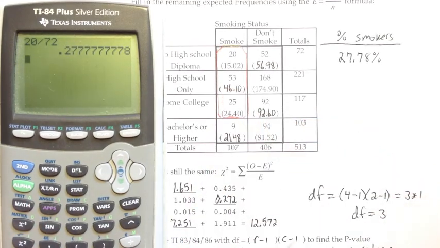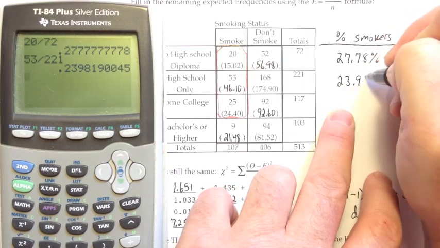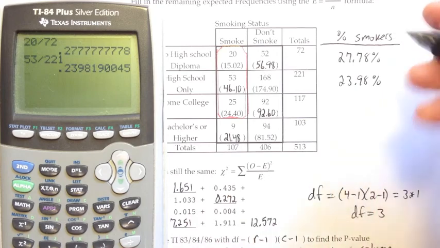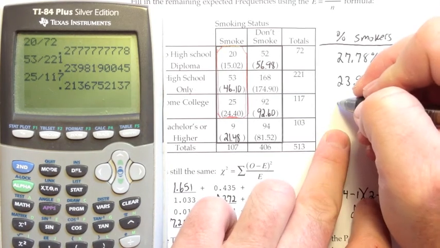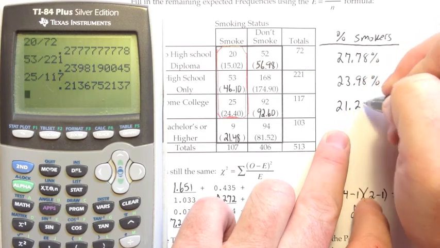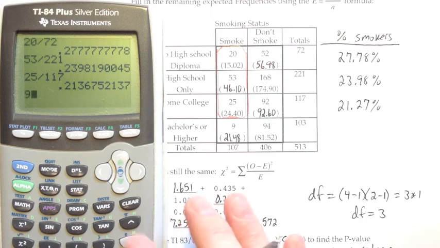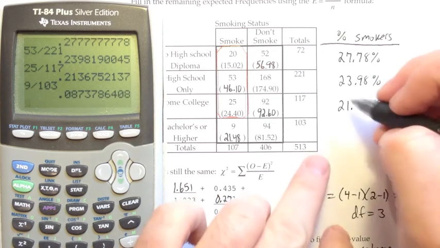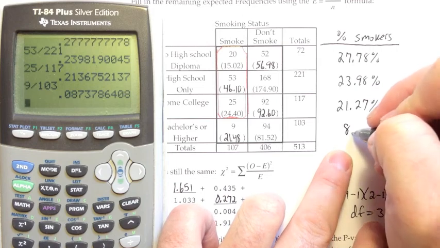What percent of those with high school diploma only are smokers? Same math there. There are 53 smokers out of 221. So that ends up being about 23.98%. For some college, we had 25 smokers out of 117 people, which is 21.37%. And for people with a bachelor's degree or higher, we had 9 smokers out of 103, and so that turns out to be about 8.74%.